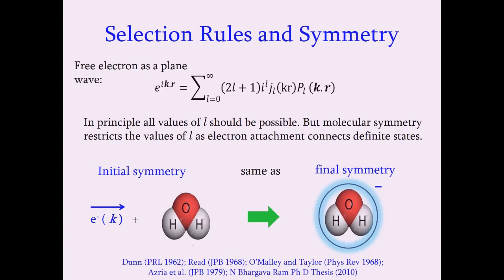The symmetry-based arguments were initially proposed by Gordon Dunn in 1962. The generalized selection rules for electron scattering on molecules of any given symmetry were laid out by Frank Read. The same year, O'Malley and Taylor provided the detailed analysis of the DEA process and the selection rules for diatomic molecules. Azria and others showed the way to analyze the DEA process in molecules of C2v symmetry. Recently, this has been worked out for several polyatomic molecules in Bhargava Ram's thesis.